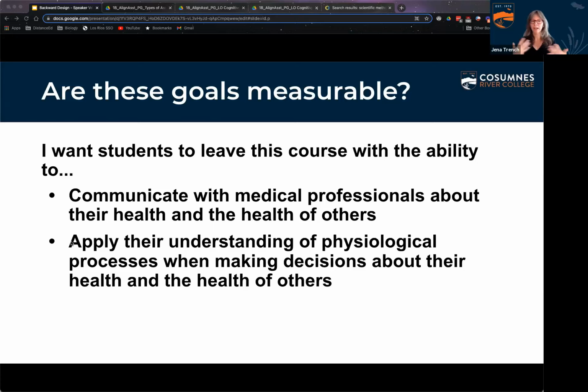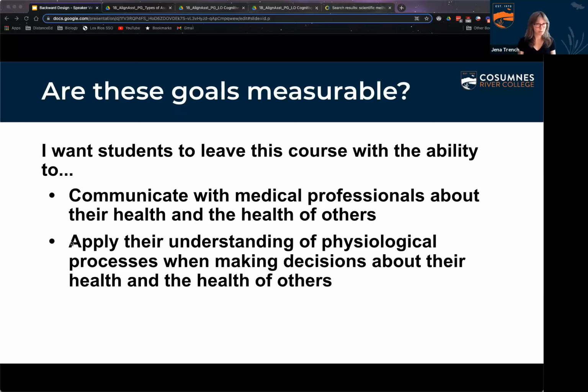and the health of others. Case studies. Case studies would be a really good example. You provide students with a scenario: a person comes to the doctor, they describe these symptoms, and the students diagnose it, figure out what it is, figure out why they may be experiencing these symptoms based on your understanding of the physiology. So those are two examples of how this could work.